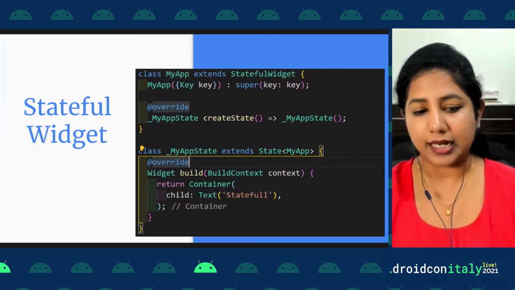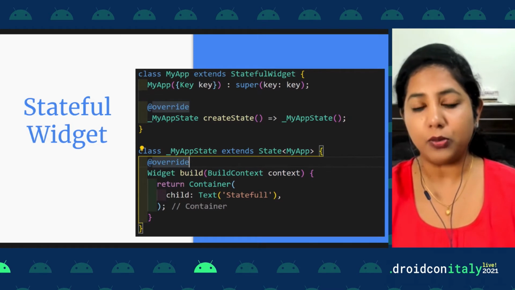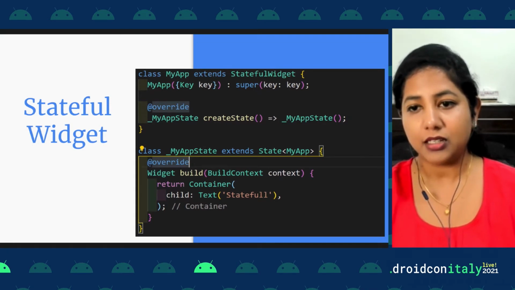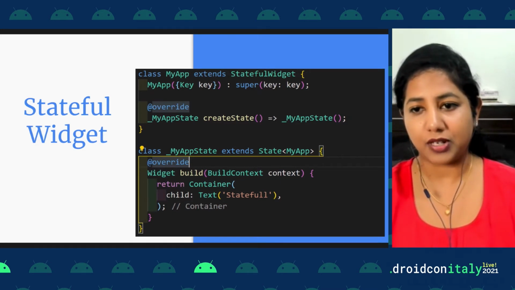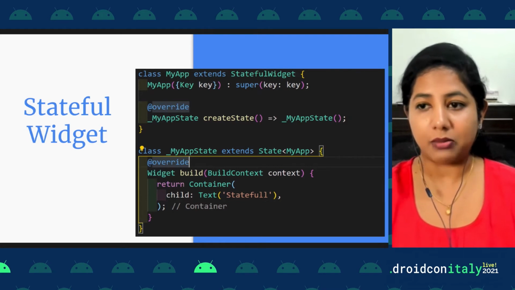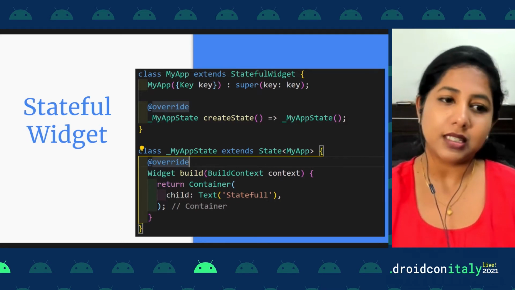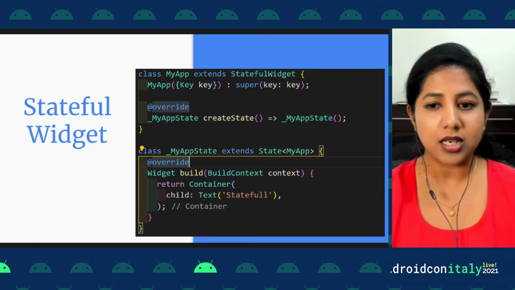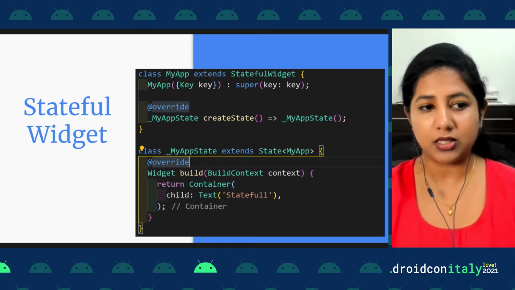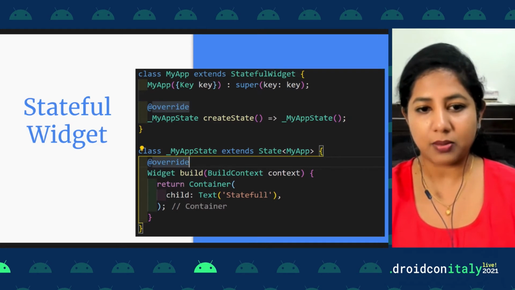So we have seen what a stateless widget is. Now let's see what a stateful widget is. Is it mutable? Yes. A stateful widget is mutable, and that's why it can be drawn multiple times within its lifetime. Stateful widgets are dynamic in nature, which means they can keep track of changes and update the UI based on these changes.